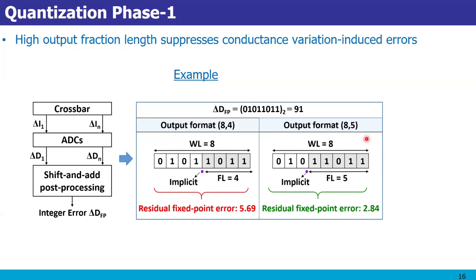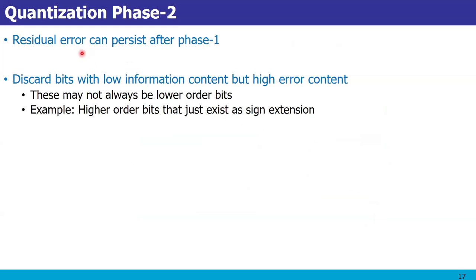Now let's consider we chose 8,5, which was a better option in this case. But still, you have this 2.84 delta to deal with. This is what will be dealt with in phase two. So we saw a residual error existed after phase one, which was that 2.84. Now what we will do is discard the bits which have a higher error but don't have much information content. So accuracy remains the same, but the error is significantly reduced. The key point here is that these need not always be the LSBs, which are insignificant, because higher order bits are sometimes just there for sign extension. That is basically zero information, but they have a high scaling factor, so they also have high errors.